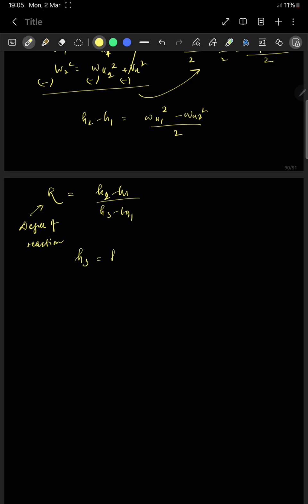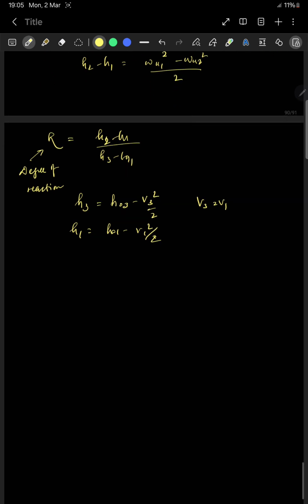h3 is equal to h03 minus v3 square by 2, and h1 equals h01 minus v1 square by 2. Also, as I have told, for repeating stages v3 equals v1. So if we substitute this, we will have the denominator as h03 minus h01.